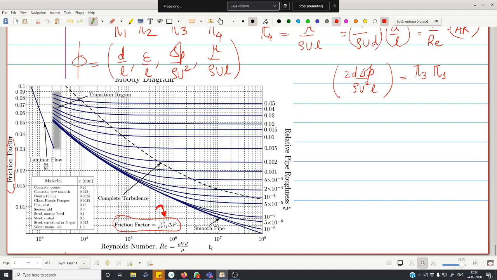So the point right now that I'm trying to make is that on the y-axis you have pi 1 multiplied by pi 3. Do you see this or not? Forget this 2 factor. Yes, sir. So it is d upon L, and the other term is delta p.